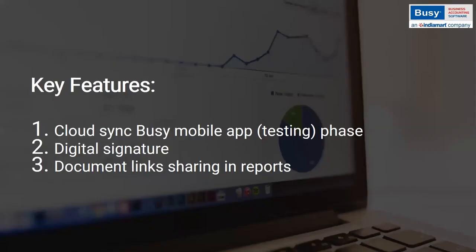So what are the key features provided in Busy 7.0? Three important features are there. One is we have given the beta link. Actually, this beta link had nothing to do with the 7.0, but still we are covering this because it's not properly launched for the customer. It's only for the testing phase, but it will work with the 7.0 onwards. So we have a new mobile app now, the Cloud Sync mobile app of Busy, beta version. We have the digital signature, and document links also you can share in your reports in Busy 7.0. These are the important things. There are other things also that we are going to cover in today's session.